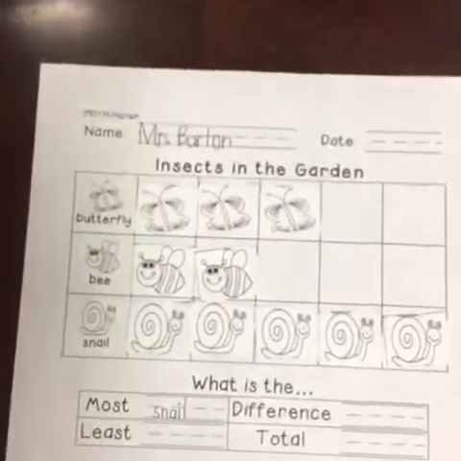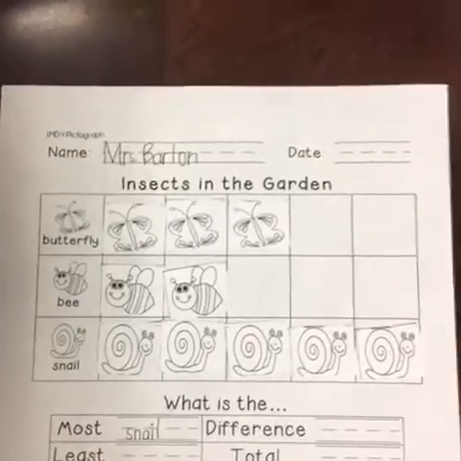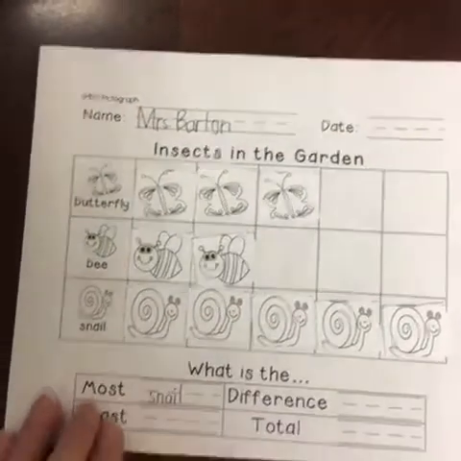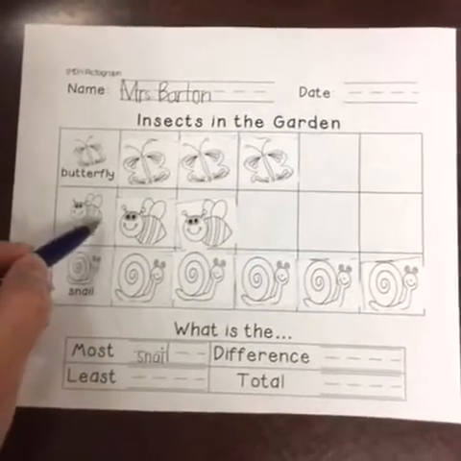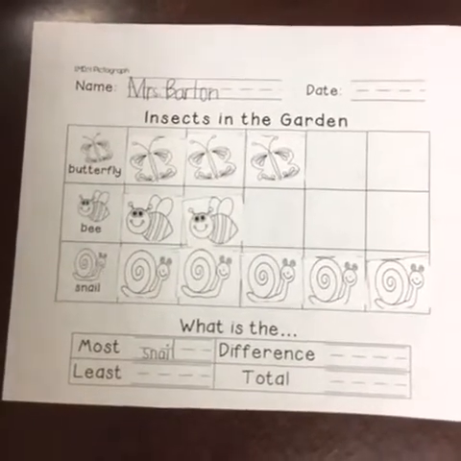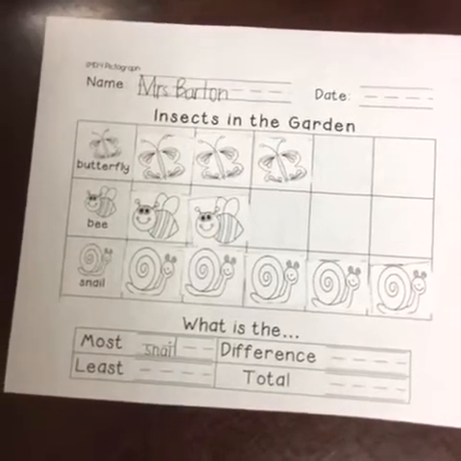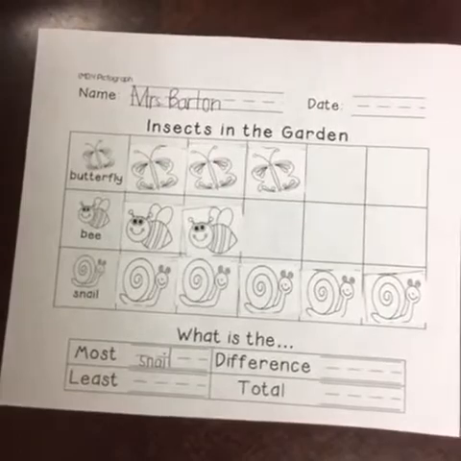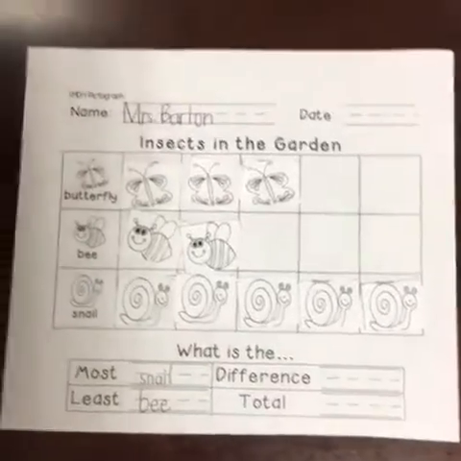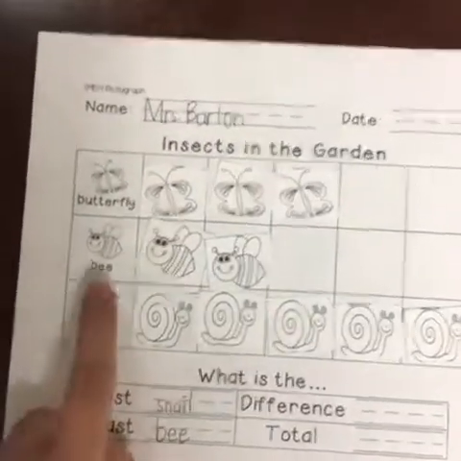Now, which one is the one that I have the least amount of? Remember, least means smallest. So which one do I have the least amount of? Butterflies, bees, or snails? That's right, bees. So should I spell bee right? Sure, I absolutely should, because it's right there. Okay, kiddos, so I wrote bee, just like it is there.